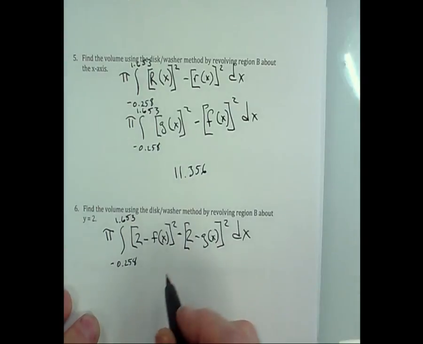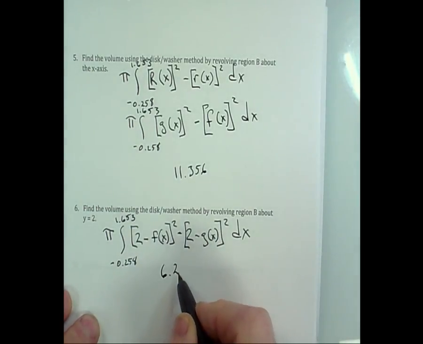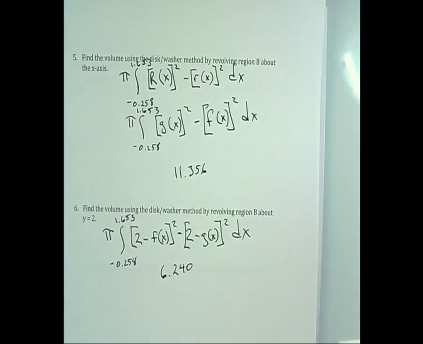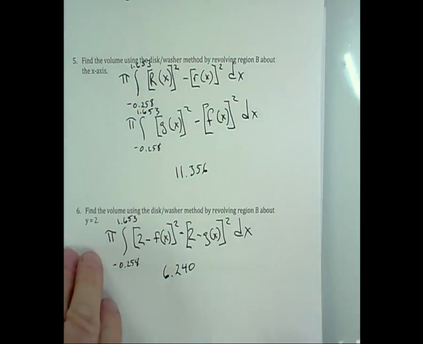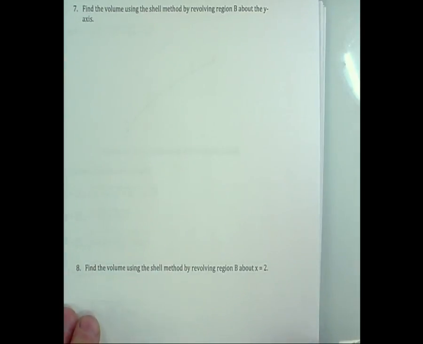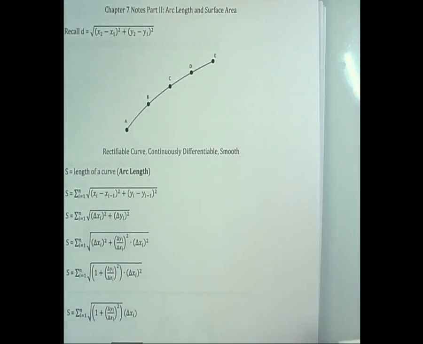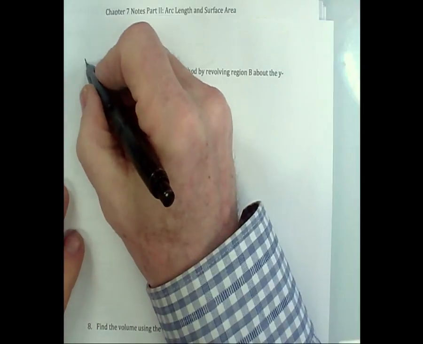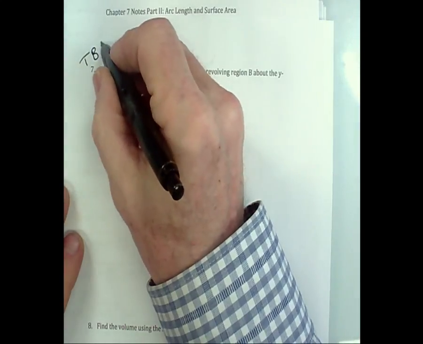Jonathan, what'd you get? I got 6.240. Anybody else verify that? Yes. I did something wrong, so I didn't get that. Ellie, you said 6.240. You got it? Okay. Number 7, oh, we can't do. Number 8 is the shell method. We'll have to wait and come back to that, to be determined, for Aaron and Ryan and Brady. Something to look forward to.